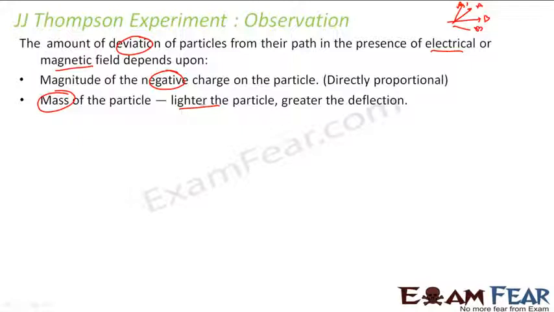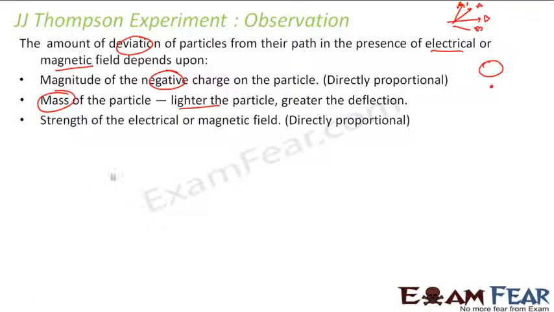Now also, if you see, if it is a small ball, if you hit, it goes to a larger distance. The big rock, if you hit, it goes to a smaller distance. Similar thing here also. If the particle is big, the deflection will be less. If the particle is small, deflection will be more. The strength of electric and magnetic field: for the same setup, if you increase the electric field, the deflection will be more. The same setup, if you increase the magnetic field, the deflection will be more. So he observed all these three.